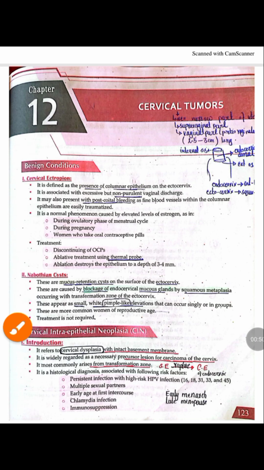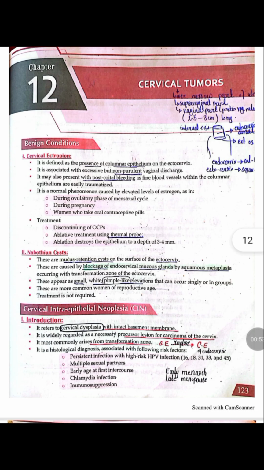So cervical ectropion is defined as the presence of the columnar epithelium on the ectocervix, and it is associated with excessive vaginal discharge that is non-purulent in nature. And the patient with cervical ectropion may present with postcoital bleeding, that is the bleeding after intercourse, because the fine blood vessels within the columnar epithelium are easily traumatized. It is a normal phenomenon that is associated with a high level of estrogen that occurs during the ovulatory phase of the menstrual cycle, during pregnancy, and in women who use oral contraceptive pills.